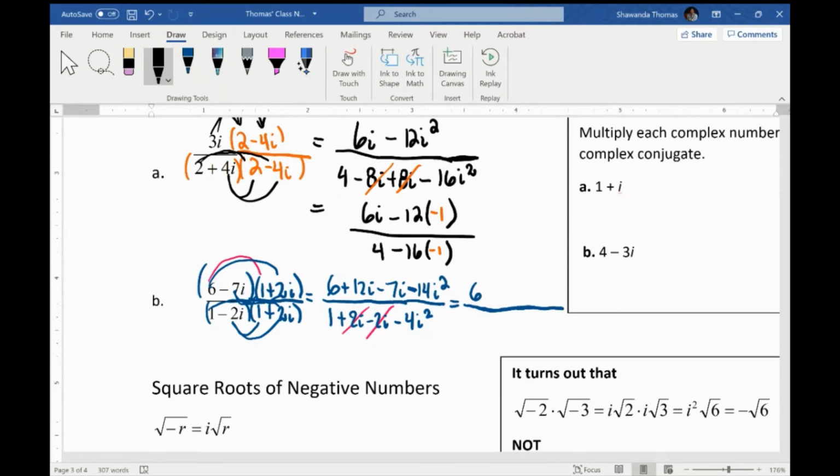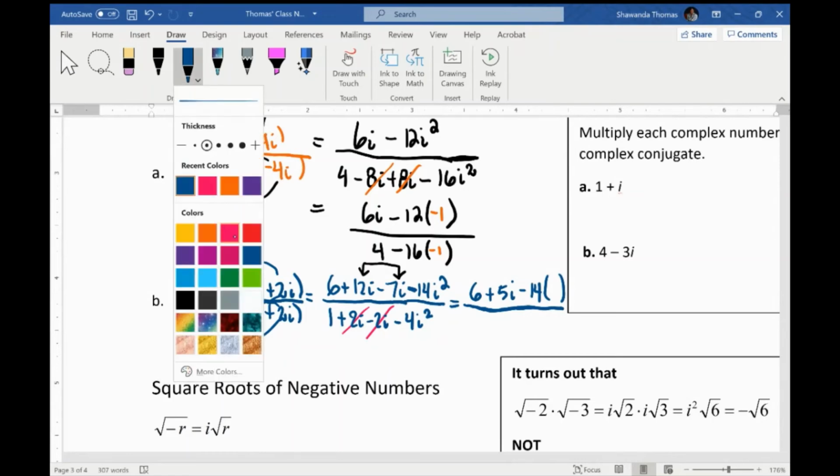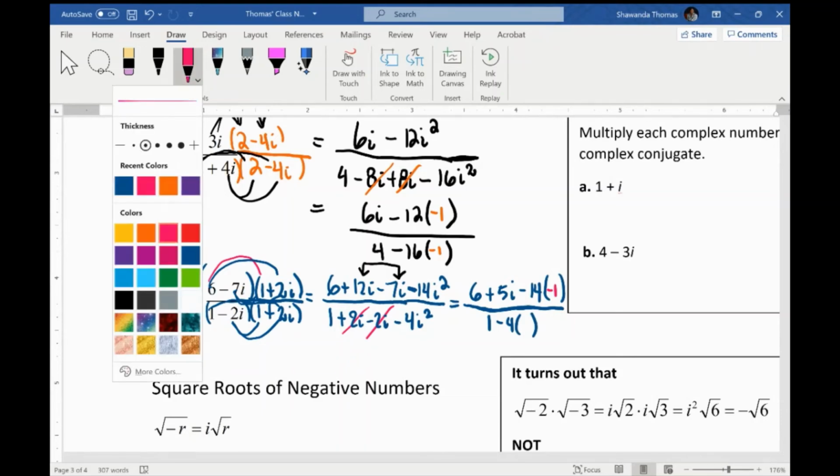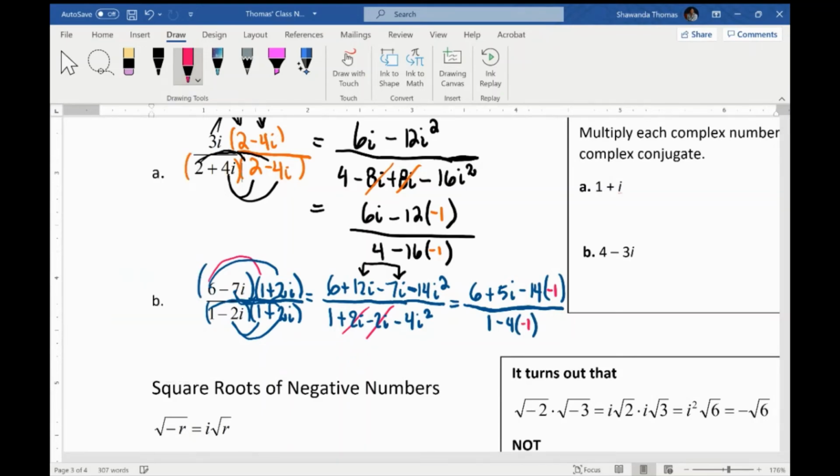We have 6. Did you all go ahead and combine your like terms? What did you get? 5i. Then minus 14 times negative 1, over 1 minus 4 times negative 1. I'm going to give you 60 seconds to write down the next step.